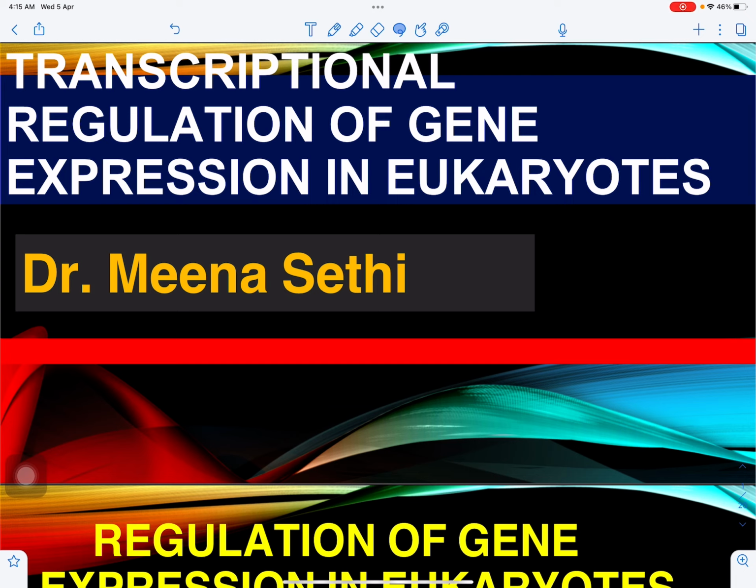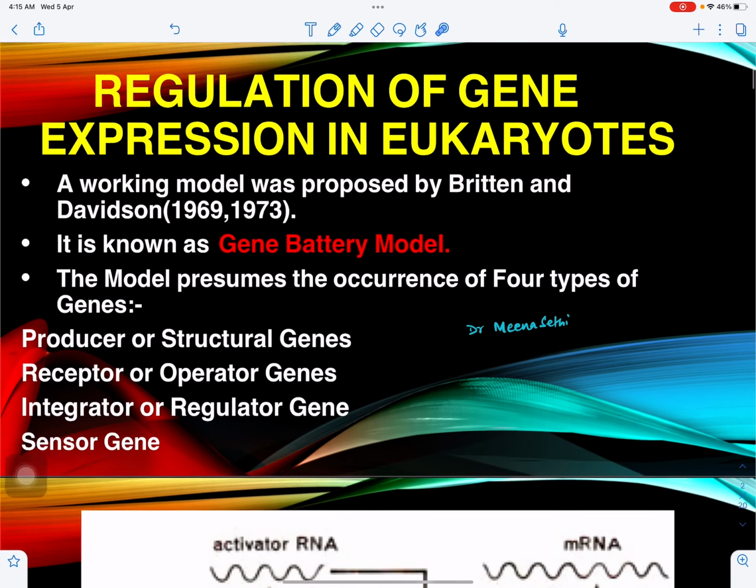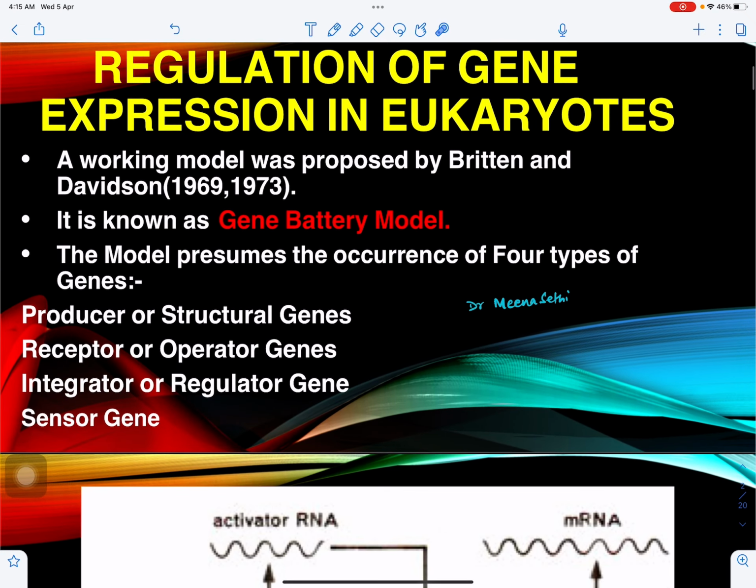Today we'll discuss transcriptional regulation of gene expression in eukaryotes. There are two kinds of organisms, prokaryotes and eukaryotes. Prokaryotes include bacteria and blue-green algae, and their regulation of gene expression we have discussed in detail in previous videos. A link will be shared in the description box. But in this video we'll discuss regulation of gene expression in eukaryotes.